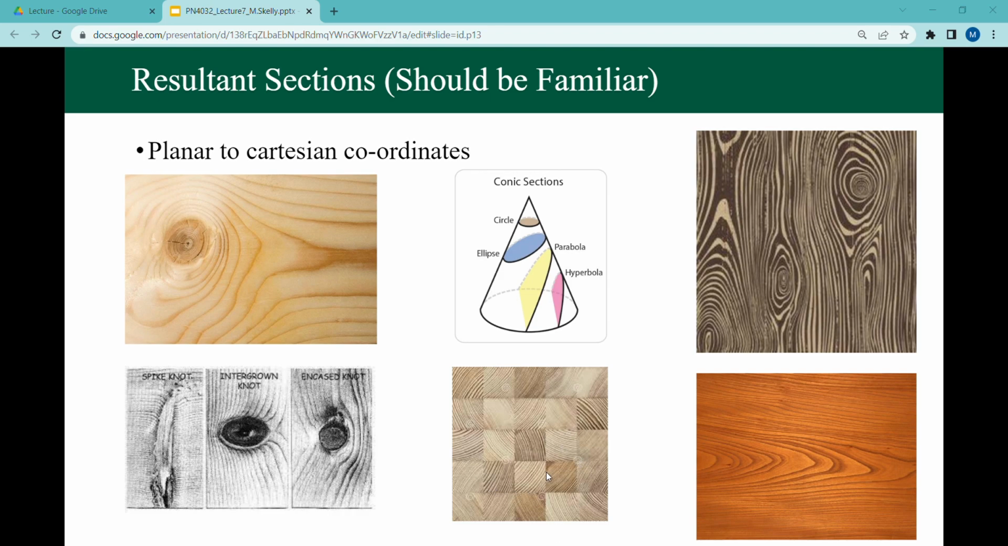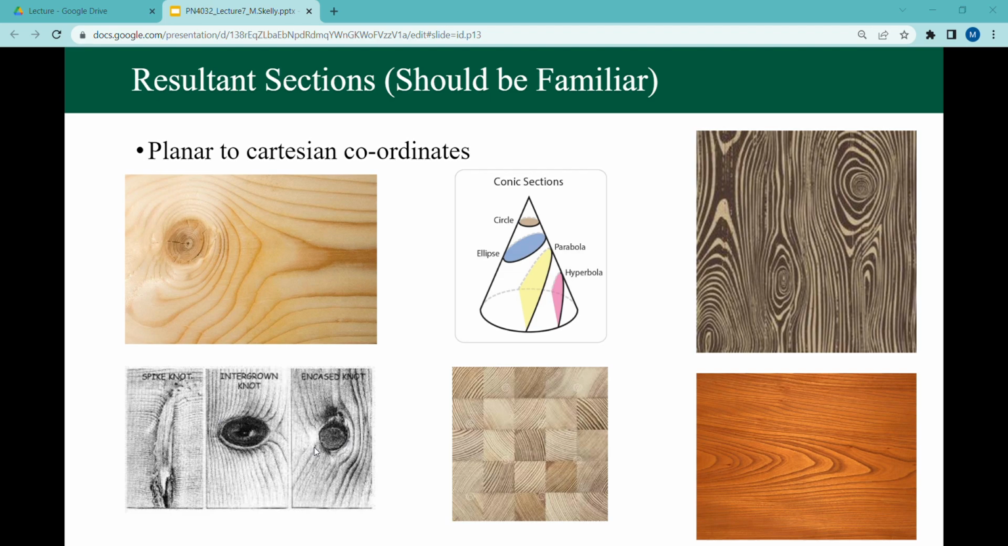It's like an end grain chopping board that we see. This pattern here is a very prominent pattern that I'm sure you've all heard of. It's called a flame pattern. The flame pattern is known to occur when we have tangentially sawn timber. If we're looking at these 3 different knot examples, we've got a spike knot, an intergrown knot, and then an encased knot.